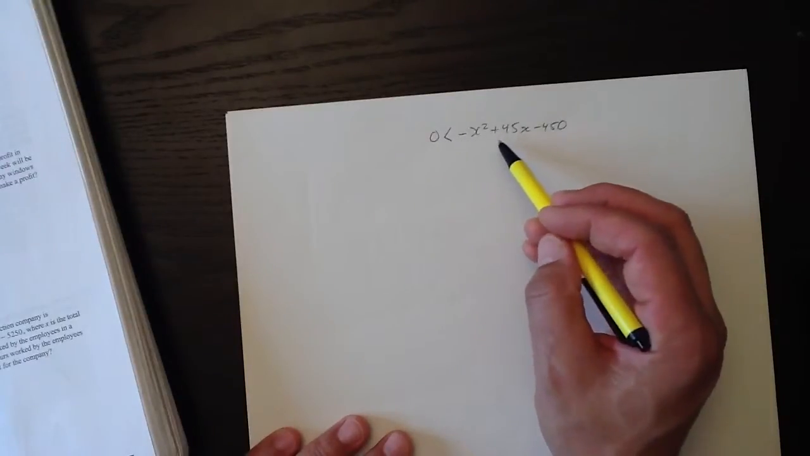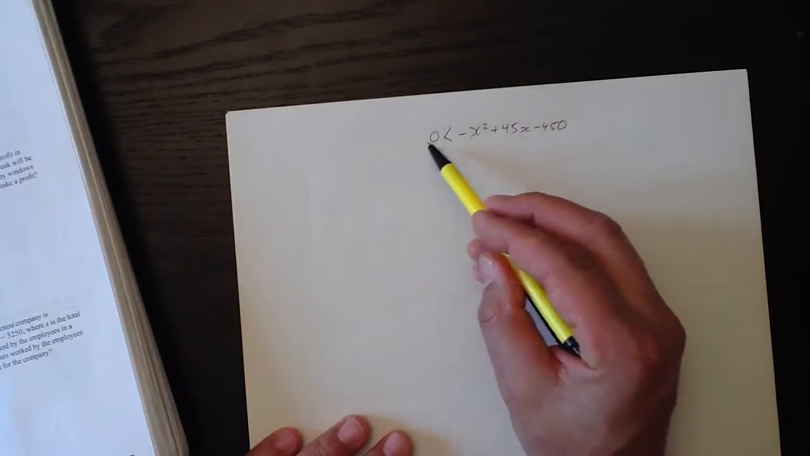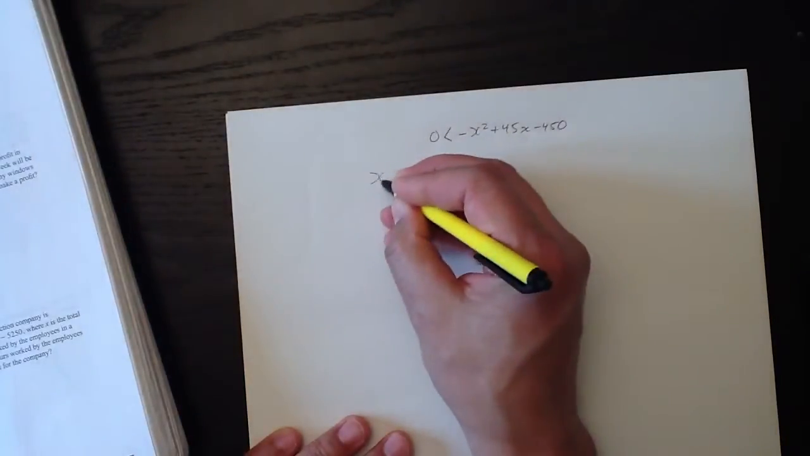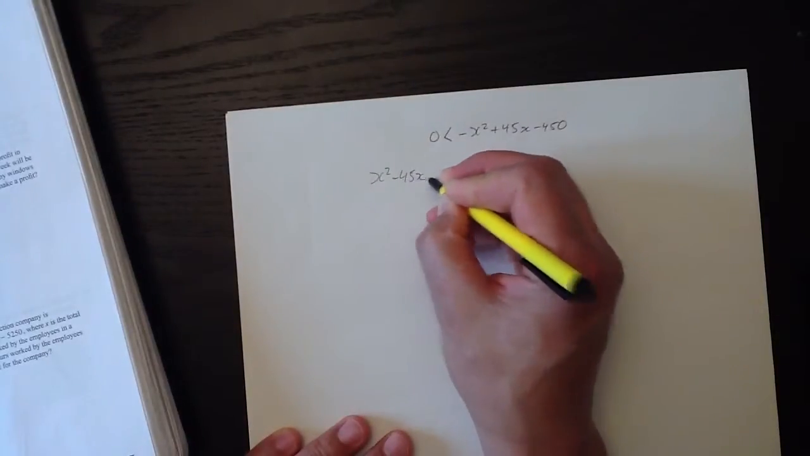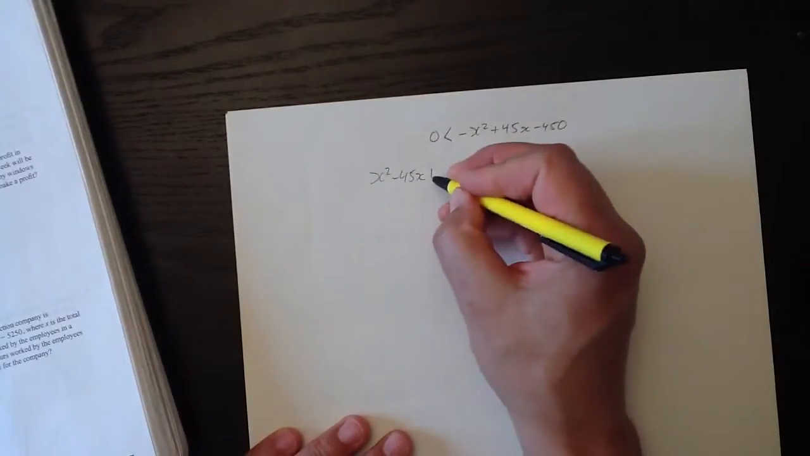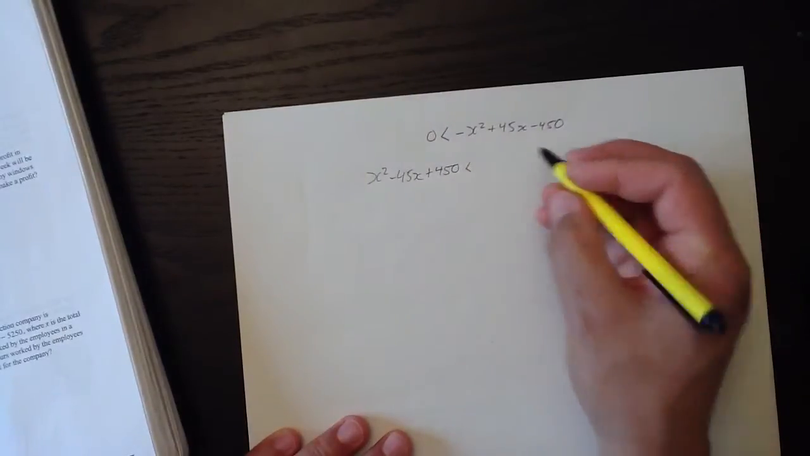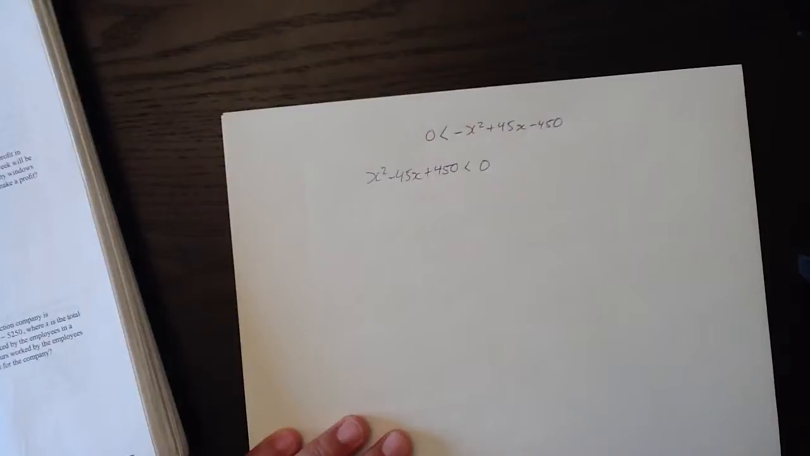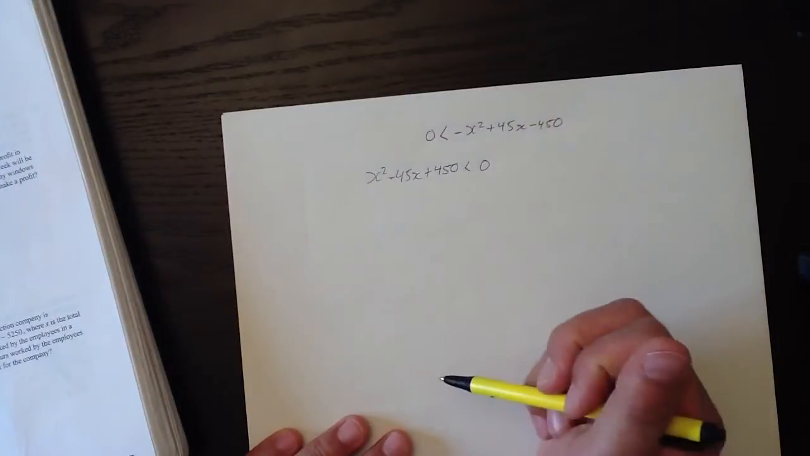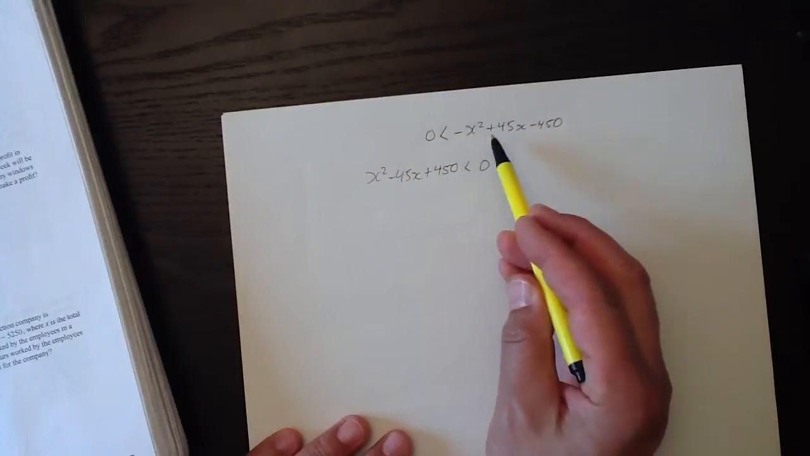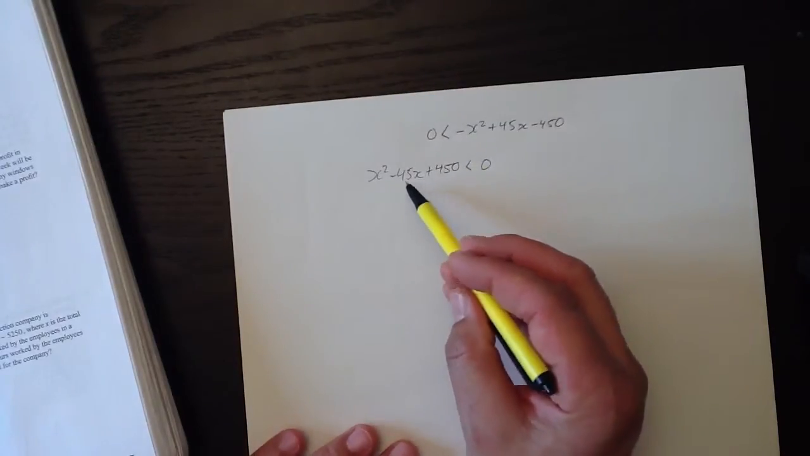The easier way to think about that is to move everything over to the other side. So I'll add x squared to both sides. I'll subtract 45x from both sides. I'll add 450 to both sides. There's nothing left on this side. And so this is my quadratic function moved over to the other side, so I don't have to deal with these negatives. Now it's in a format that I'm more comfortable with.